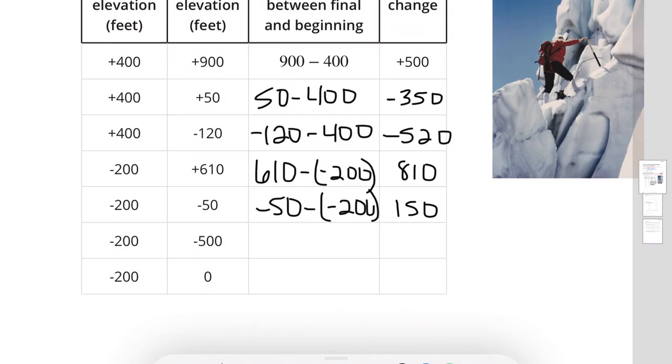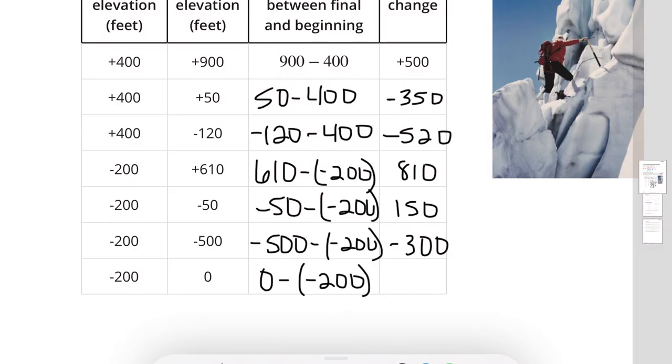Start at negative 200 and finish at negative 500. So negative 500 minus negative 200. Think about if you're at negative 200 feet, or 200 feet below sea level, and you become 500 feet below sea level, you're actually getting further below sea level. So you're moving down 300 feet. So it'd be negative 300. And on the last one, you start at negative 200 feet elevation and you finish at 0. So that would be 0 minus negative 200, which would put me at positive 200 feet.